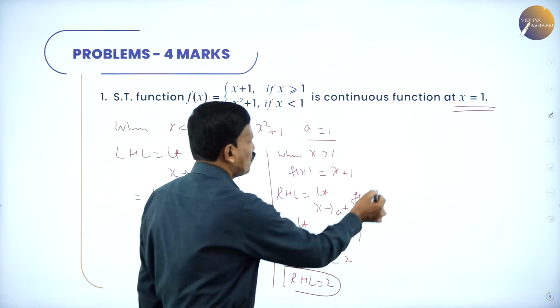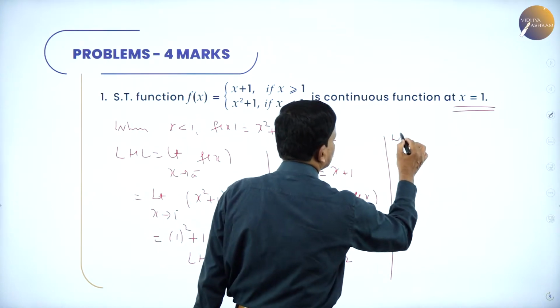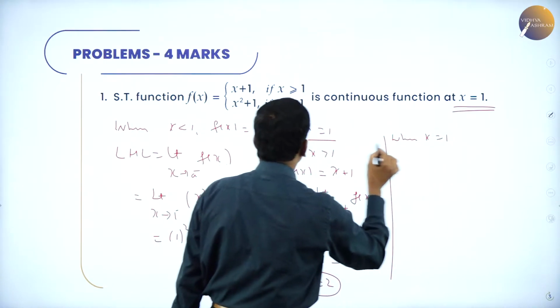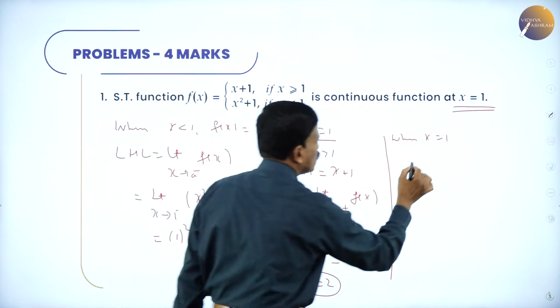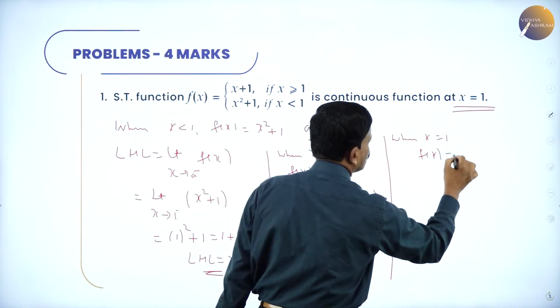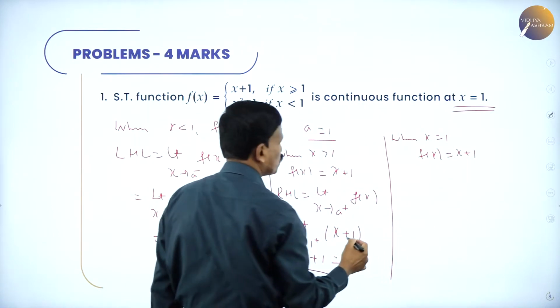Now let us come to the functional value. When x is equal to 1, f of x is defined by x plus 1. Sorry, x plus 1.